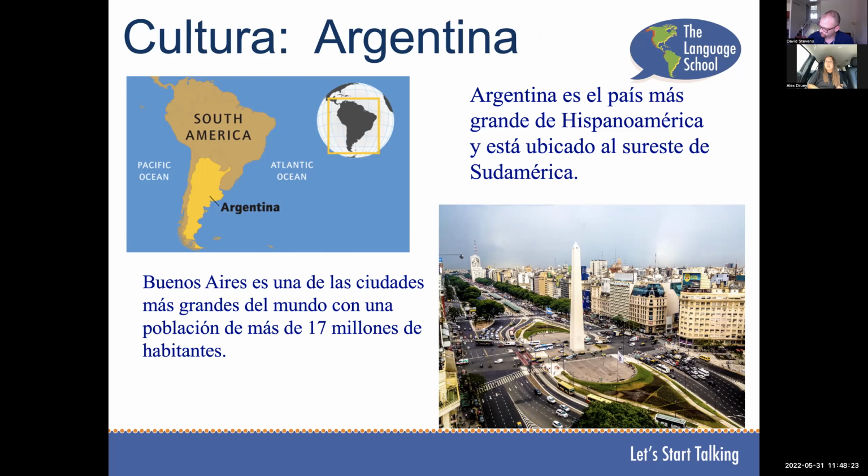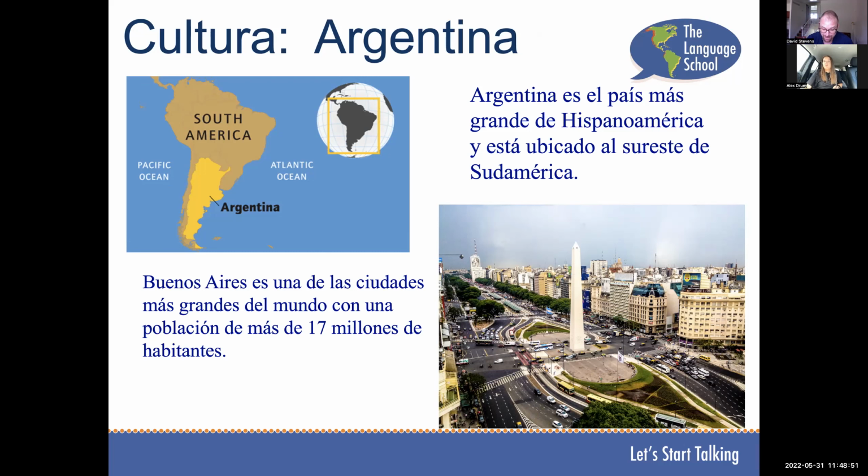Buenos Aires is one of the largest cities in the world. ¿Qué significa población? Población is population. Population of more than 17 million people.